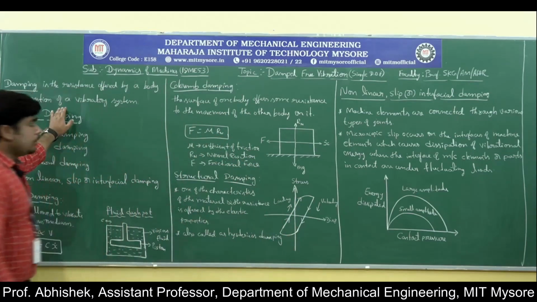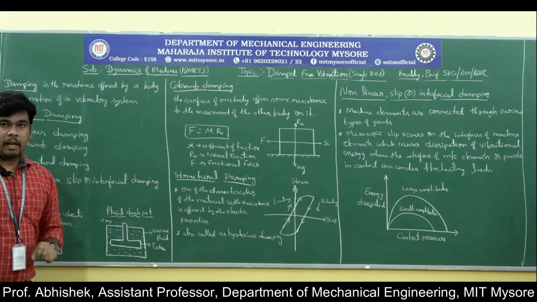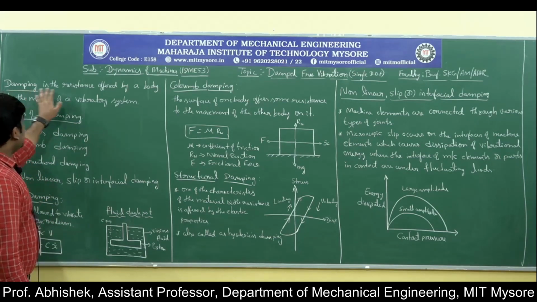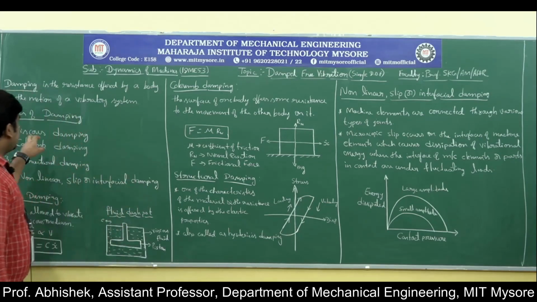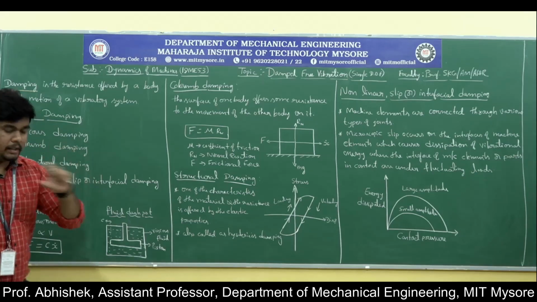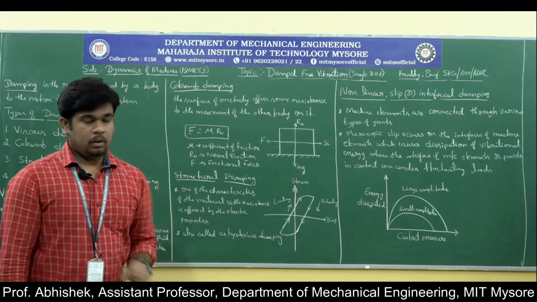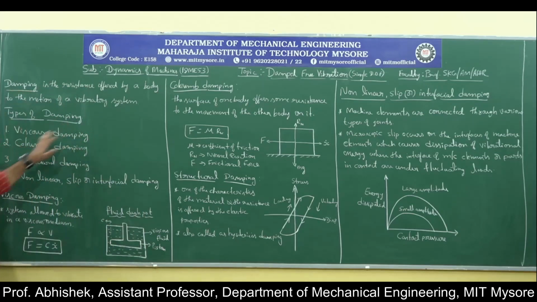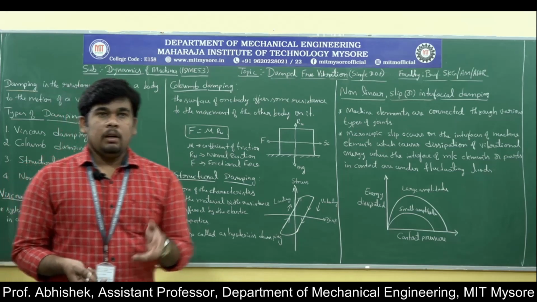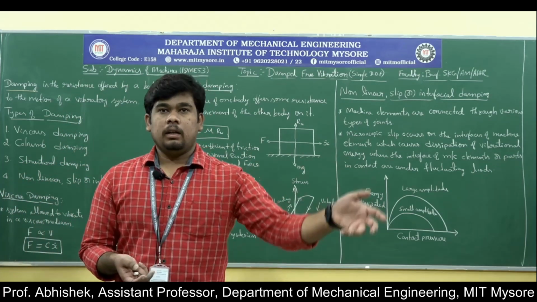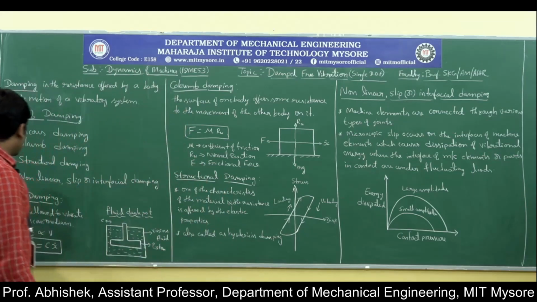So here, coming to the concept, damped free vibration. As I said, damping is the resistance offered by a body to the motion of a vibrating system. So here in damping we have different types. The different types of damping are viscous damping, Coulomb damping, structural damping, non-linear, slip or interfacial damping. So these are the different types of damping system that we are going to use in different applications. So let us discuss one by one.